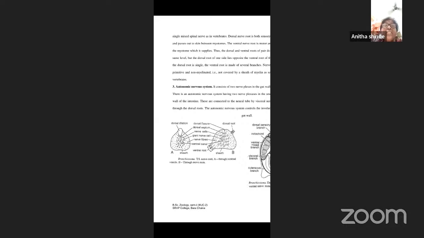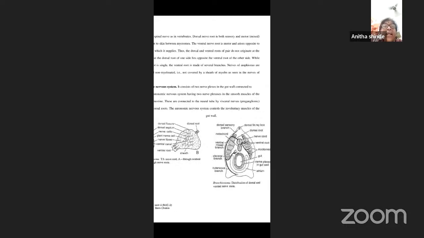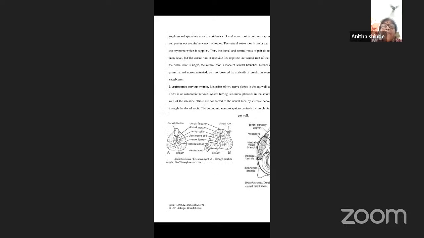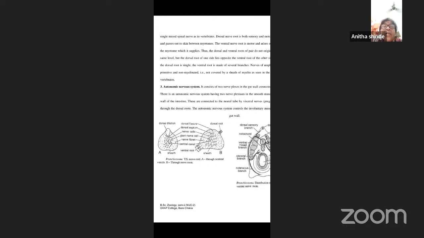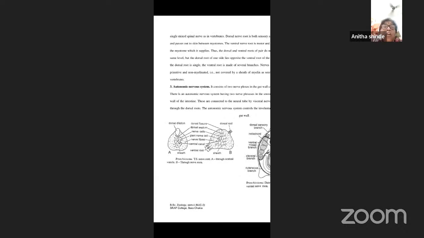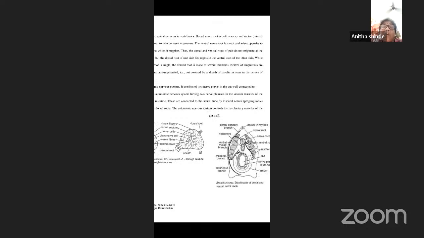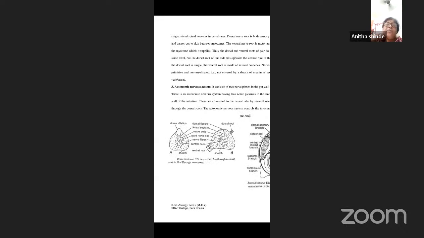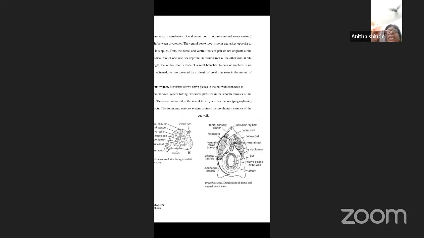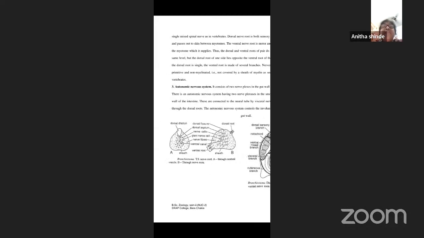Then coming to the autonomic nervous system. The autonomic nervous system consists of two nerve plexuses which are present in the gut wall, in the smooth muscles of the wall of the intestine, which are connected to the neural tube by the visceral nerves. The autonomic system controls the involuntary muscles, that is, the involuntary muscles of the gut wall. So this is the basic plan or structure of the nervous system of the amphioxus.